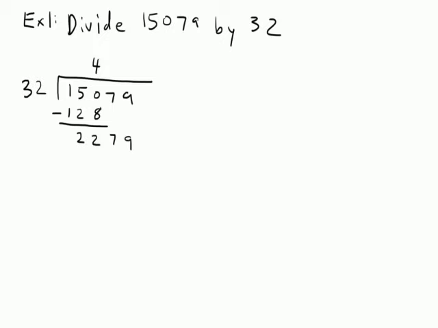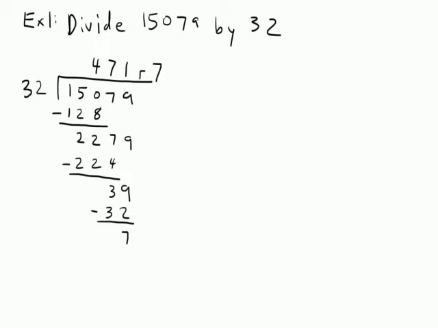And then see how many times the 32 goes into 227. And it goes in 7 times. Then we'll take the 7 times 32, and that'll give us 224. Subtract the 224 from the 227, then I'll be left with just a 3 from that result, and we'll bring down the 9. Looking at how many times 32 goes into 39, well, we should see that it goes in 1 time. 1 times 32 is 32. Subtracting the 32 from 39 gives us 7. So our answer is something like 471 with a remainder of 7.